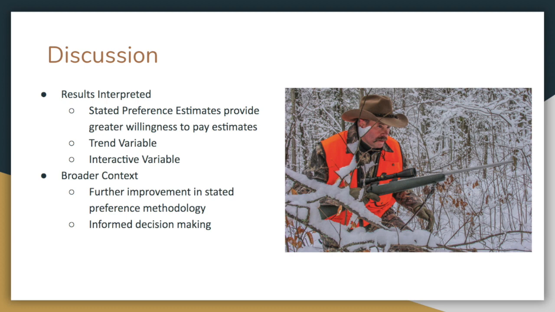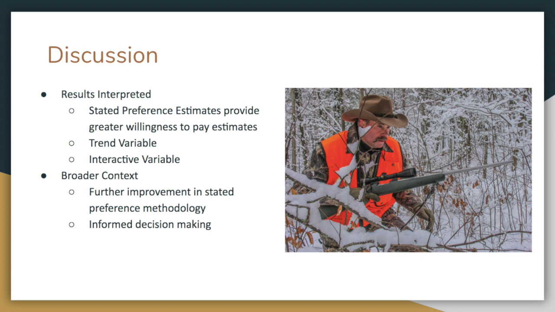As we move to the discussion of these variables, it is important to note that none of the regressions were statistically significant at the 5% significance level. However, the results did indicate, without statistical significance, that stated preference estimates provide greater willingness to pay estimates than revealed preference estimates. This is evident by the positive sign in front of the stated preference dummy variable. This regression agrees with the hypothesis.